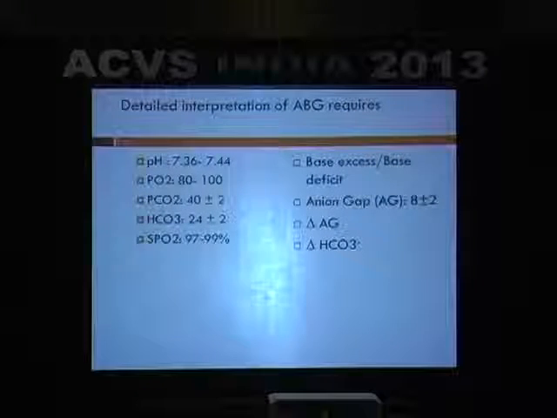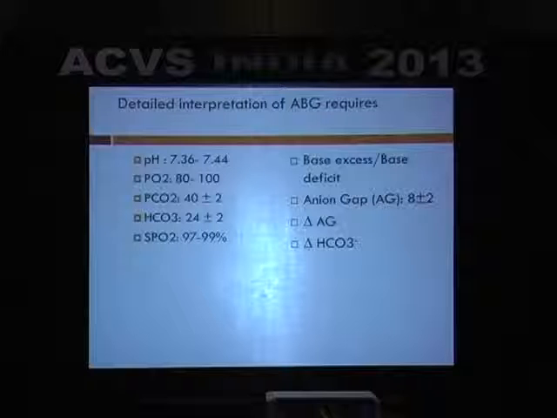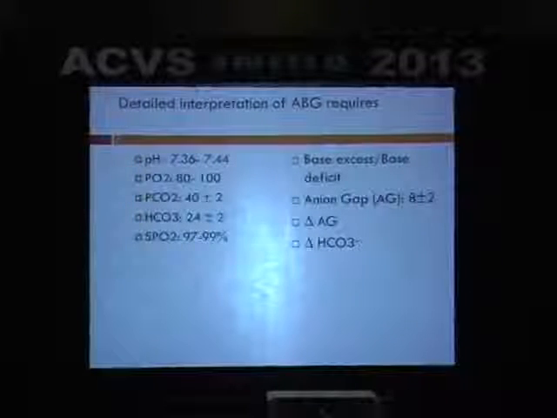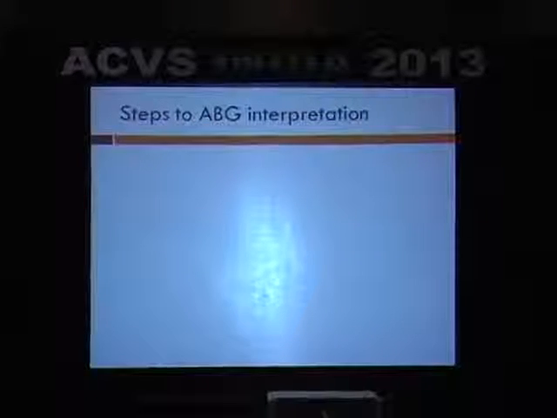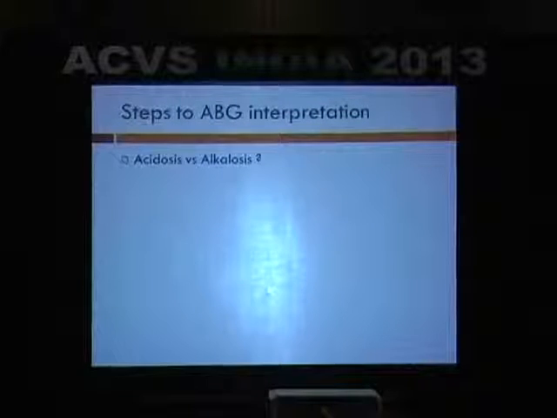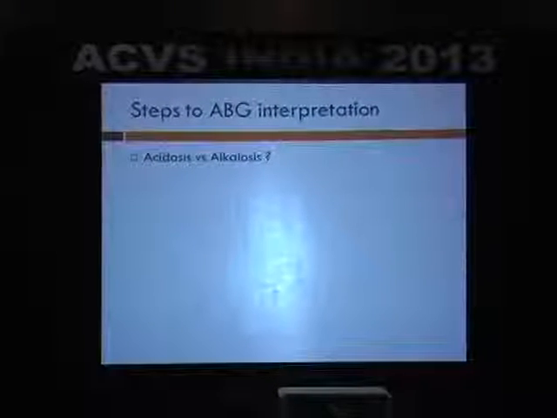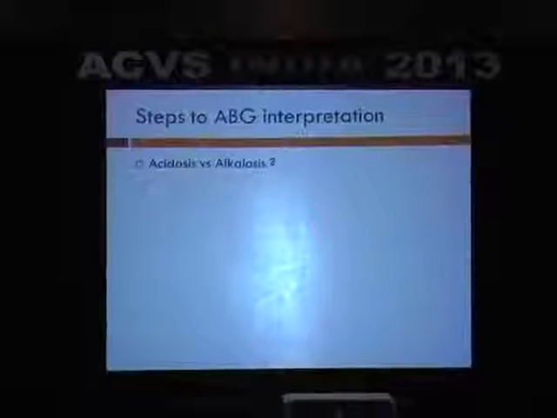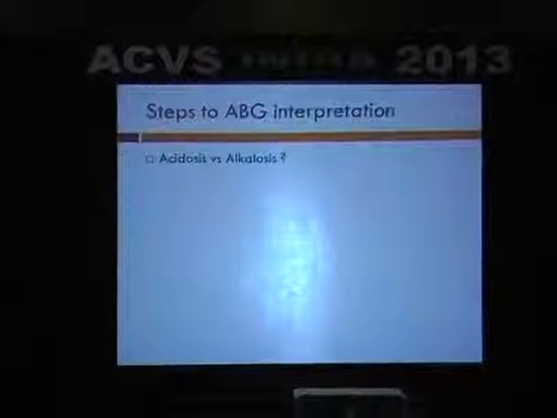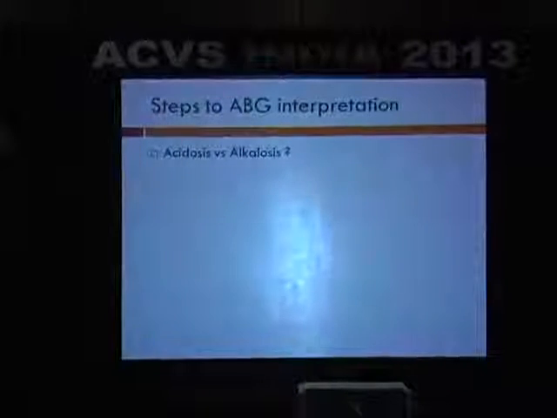So detailed interpretation of the ABG requires the knowledge regarding the normal parameters. So I'm sure that all of you are aware of the normal values. Okay. So when you are doing ABG interpretation, the first thing you should do is decide whether it is acidosis or alkalosis. When the pH is less than 7.36, it's acidosis. More than 7.4, it is alkalosis.